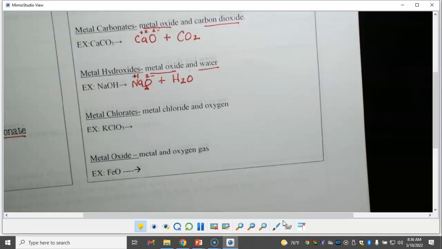So I'm going to have zinc chloride. Zinc is plus 2, chlorine is minus 1, so I need a subscript here. And which element is all by himself? Hydrogen. And I would need a subscript 2 right next to it. Those are single replacement reactions.